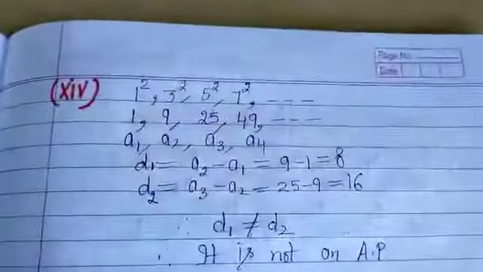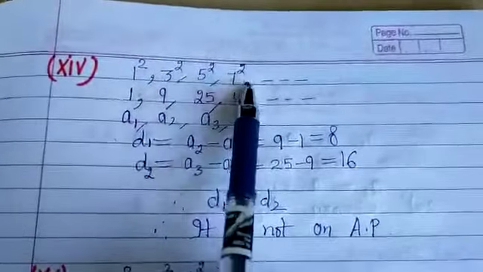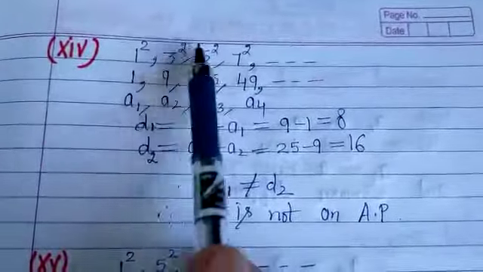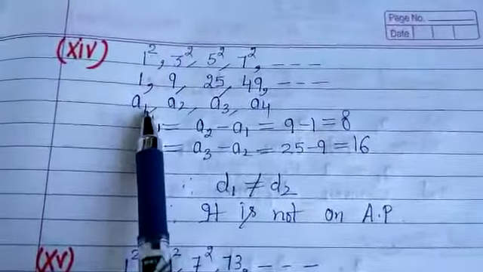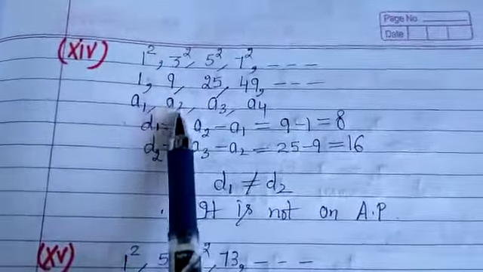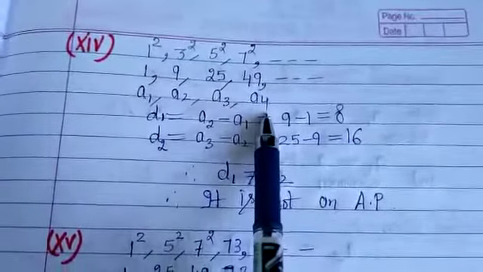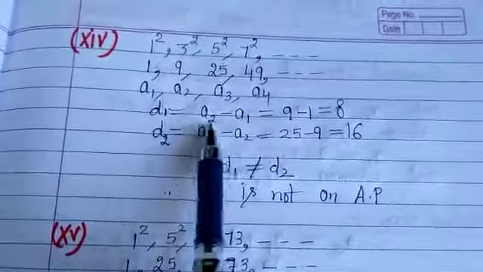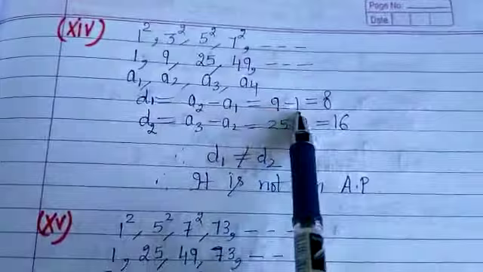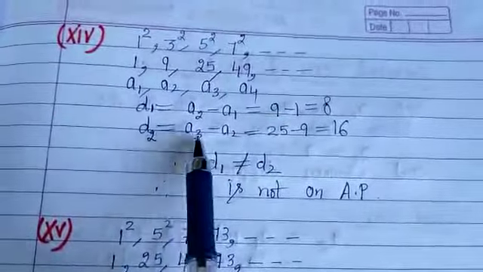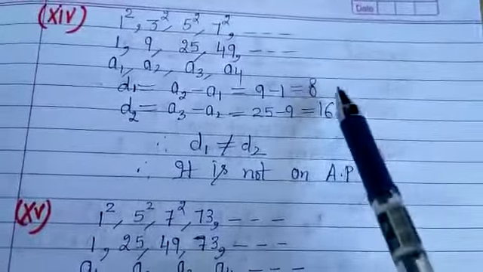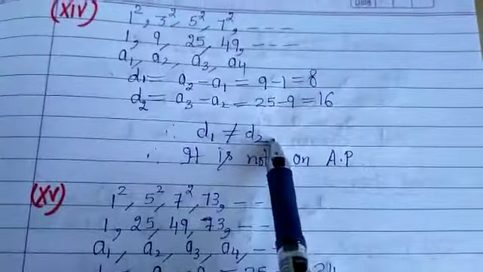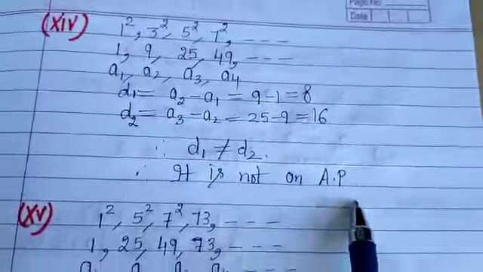The next part is 1 square, 3 square, 5 square, 7 square. So 1 square is 1, 3 square is 9, 5 square is 25, 7 square is 49. So it is coming, first term is 1, second term is 9, third term is 25, fourth term is 49. So the difference is A2 minus A1, 9 minus 1, 8. The next difference is A3 minus A2, 25 minus 9, 16. So you see the differences are not the same. So D1 is not equal to D2, therefore it is not an AP.